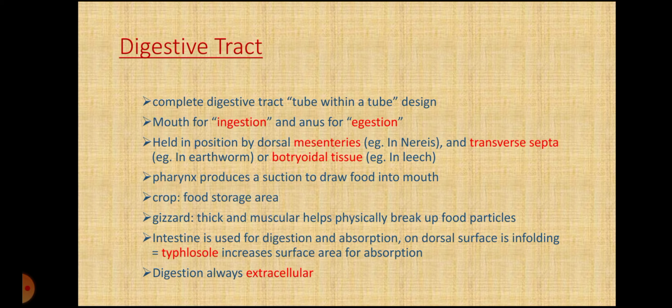So, being coelomate organisms, in Annelida the alimentary canal is held in position in the coelom by dorsal mesenteries as in Nereis, or by the transverse septa in earthworms, or the botryoidal tissue, which is formed due to the great reduction in the coelom in leeches. So the botryoidal tissues may be excretory as well as help in holding the alimentary canal in position. In leeches, the digestion is always extracellular.